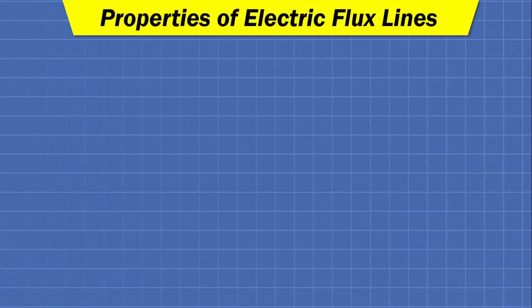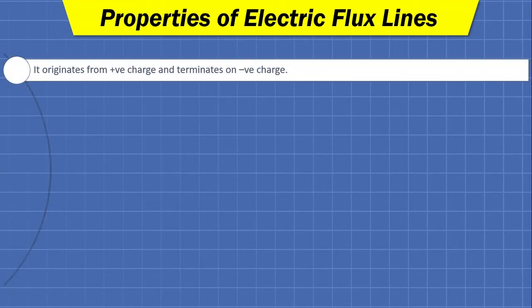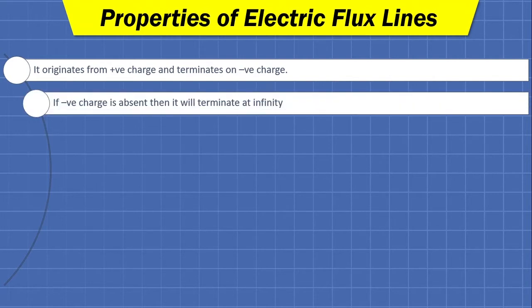Now what are the properties of these lines? These flux lines always originate from positive charge and always terminate on negative charge. If negative charge is absent, then they will terminate at infinity. In the other case, if only negative charge is present and no positive charge, then the field lines will originate from infinity.